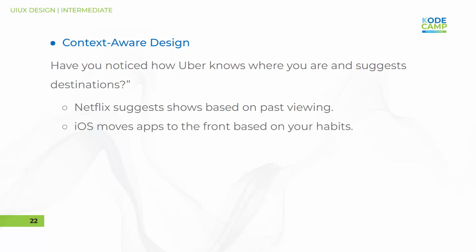Netflix suggests shows based on past viewing, okay, and iPhones, iOS moves apps to the front based on your habit. So the more applications you use in iOS, that's what comes up in your recents. That's why most times when we design, we pick from the recent of users and show them, oh, this was your recent transaction, this was your recent view chart, and the likes of it.